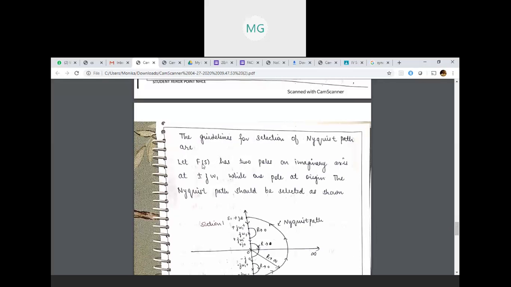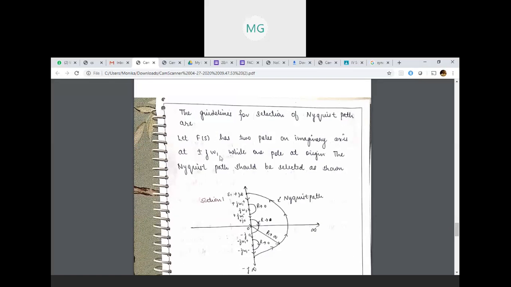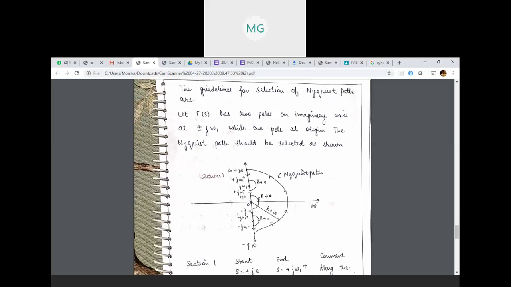Now, let F(s) have two poles on the imaginary axis, okay, at plus and minus j omega 1, while one pole is at the origin. So where are the two poles? At plus j omega 1 and minus j omega 1, while one pole is at the origin. The Nyquist path should be selected as shown in the figure.